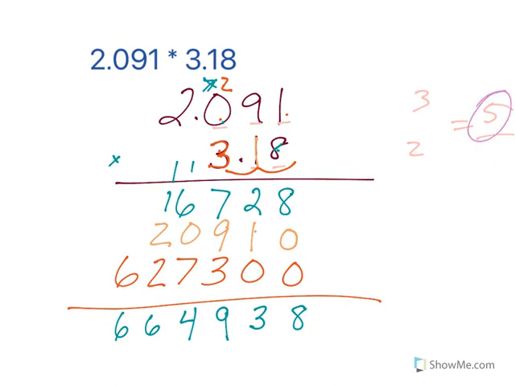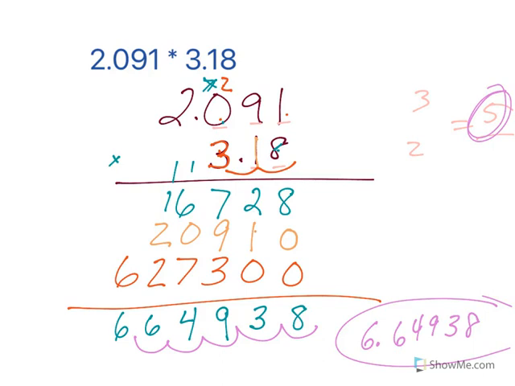All right, so we have 5 decimals. 1, 2, 3, 4, 5. And my answer is 6 and 64,938 hundred thousandths. Again, look at your whole numbers. 2 times 3 is 6, so my answer should be slightly more than 6, and it is.